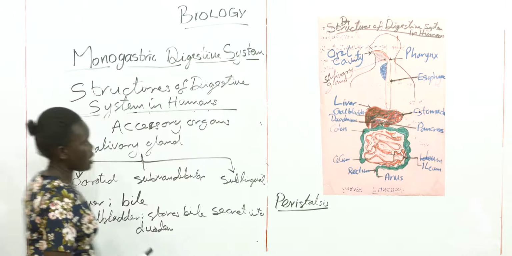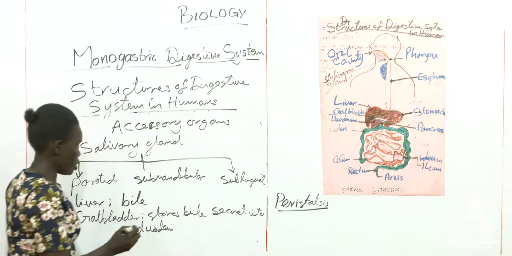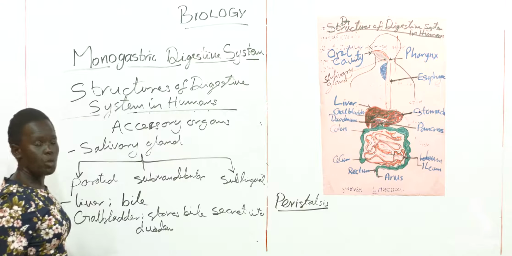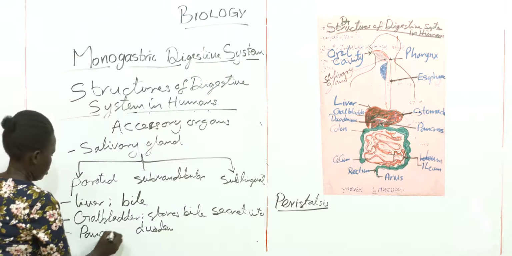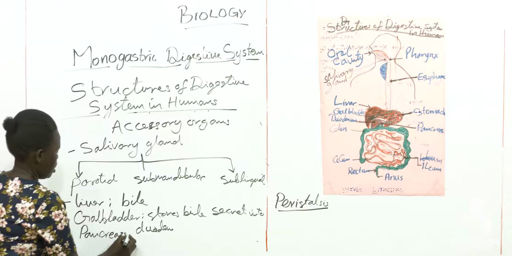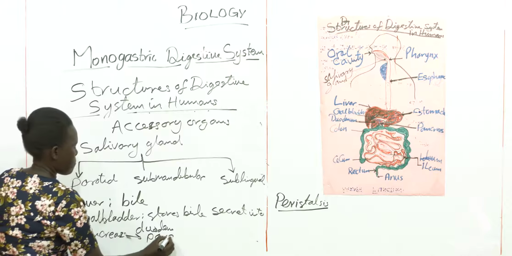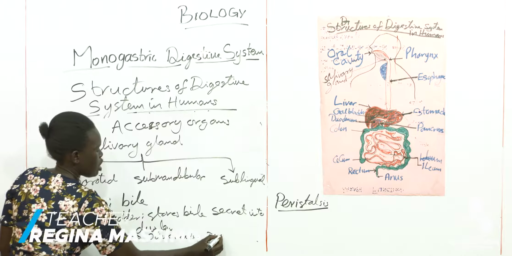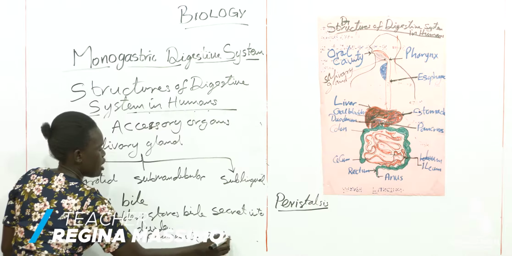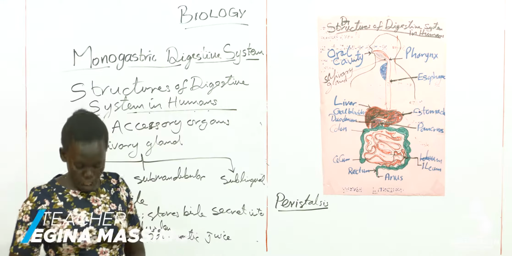Then the pancreas produces pancreatic juice. The pancreas produces what? Pancreatic juice. And this juice contains many enzymes that help in the process of digestion.